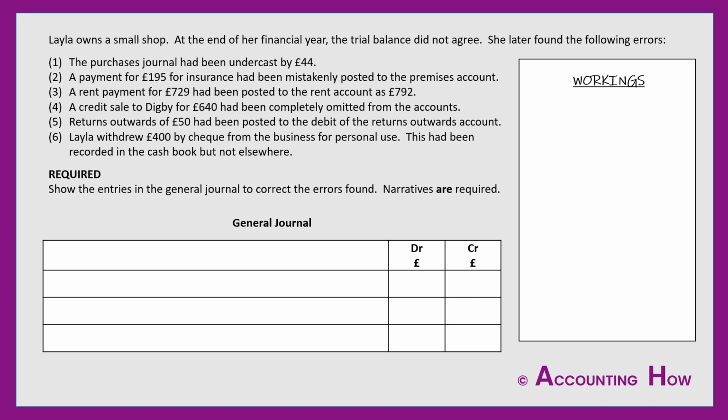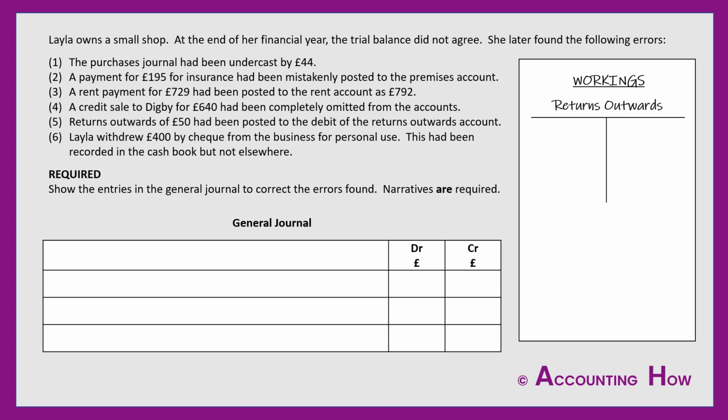Two to go. Error number 5, returns outwards of £50 had been posted to the debit of the returns outwards account. Well, there's a bit of a clue here in the question because the account is right. It says that returns outwards has gone in the returns outwards account. So we've got to think, well, what is wrong? It doesn't say the figure's wrong, so probably then it's the side that's wrong. And it says they've put it on the debit.